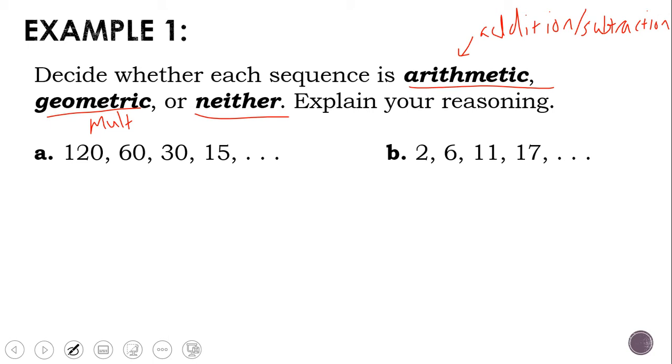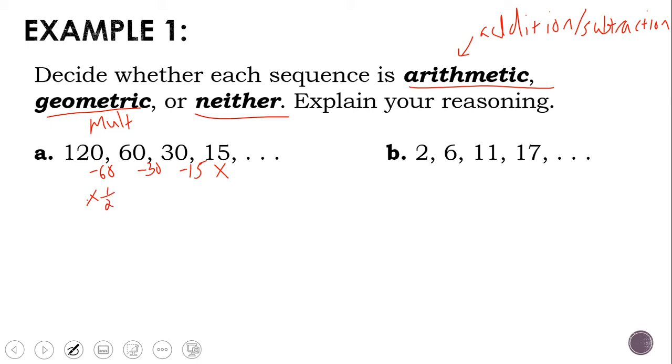So if we look at example A, we're going from 120 to 60 to 30 to 15. If you want to think arithmetic in terms of addition or subtraction, we would be going down by 60, then down by 30, then down by 15. So obviously there's no common relationship there, so it's not arithmetic. Then I would look, okay, what about geometric? You might be saying to yourself, I'm dividing by 2 each time, which is correct, but think about what you're multiplying by. You're multiplying by 1/2.